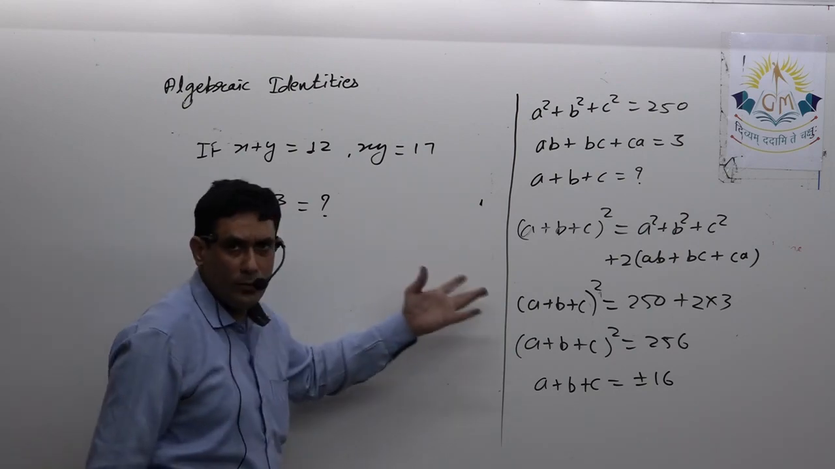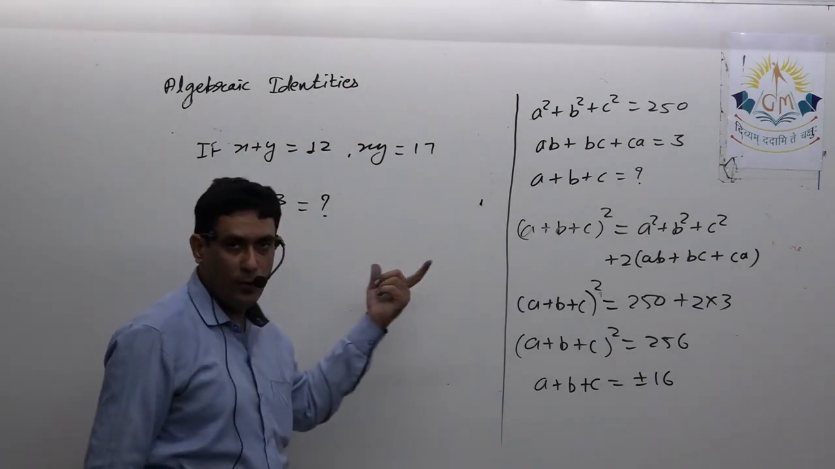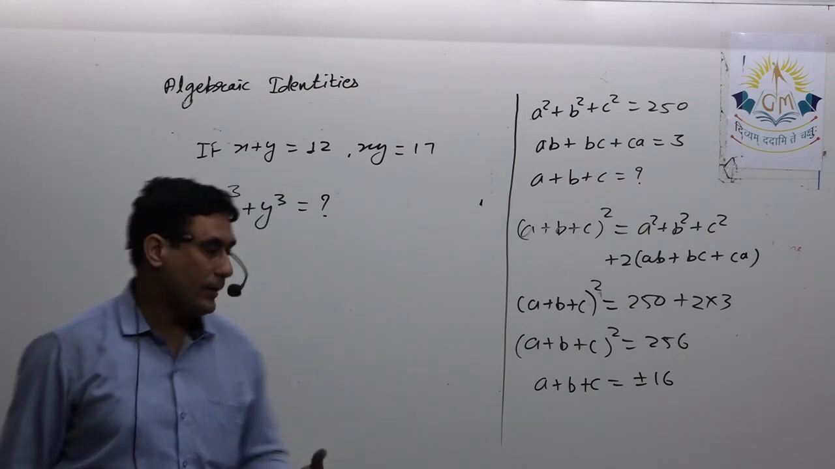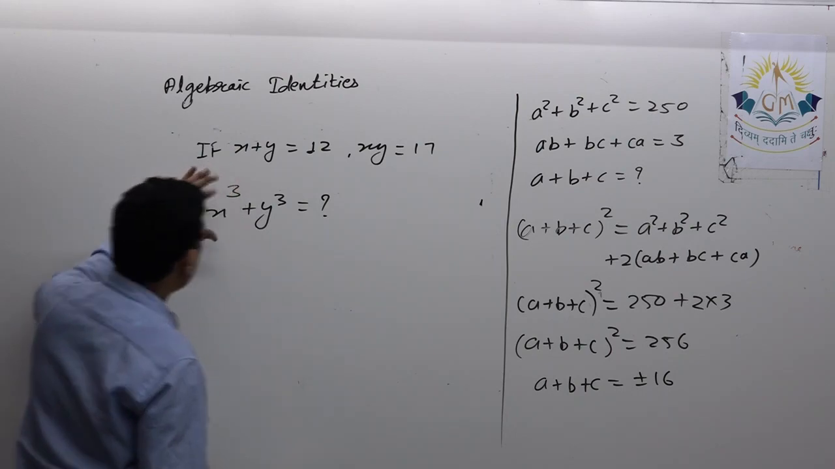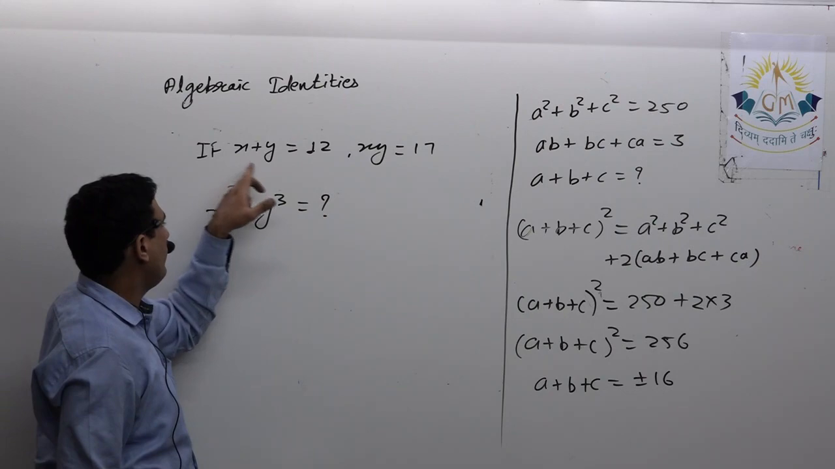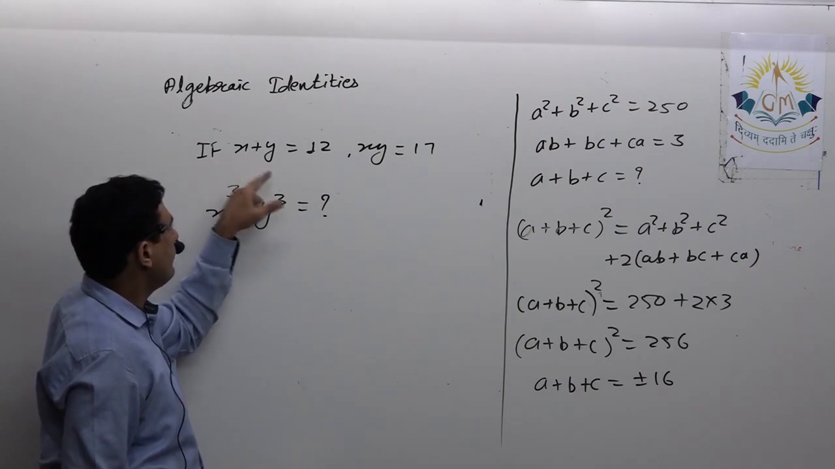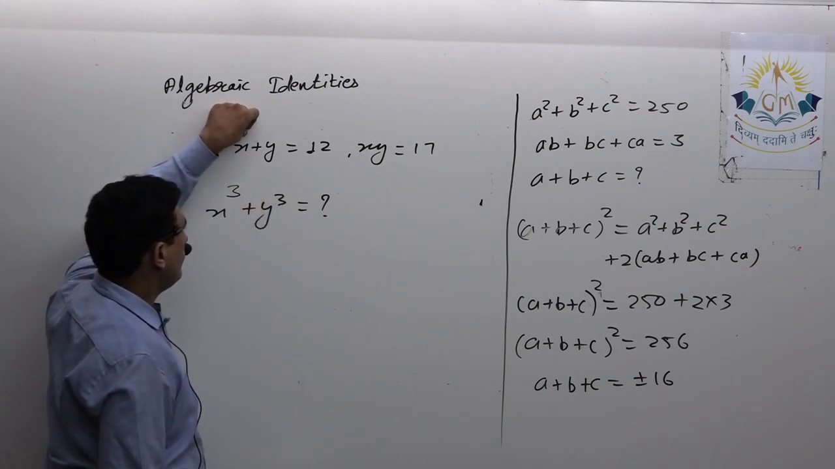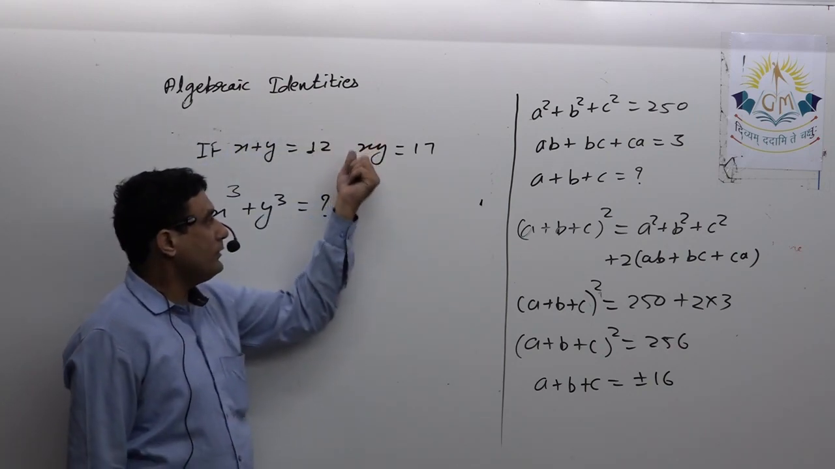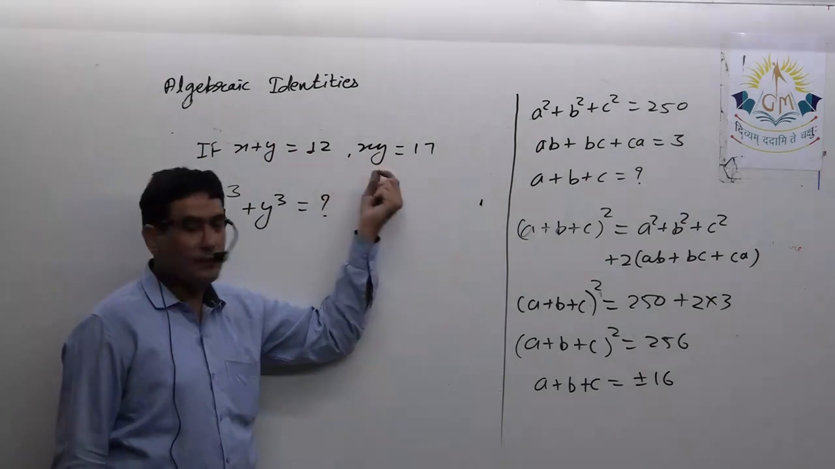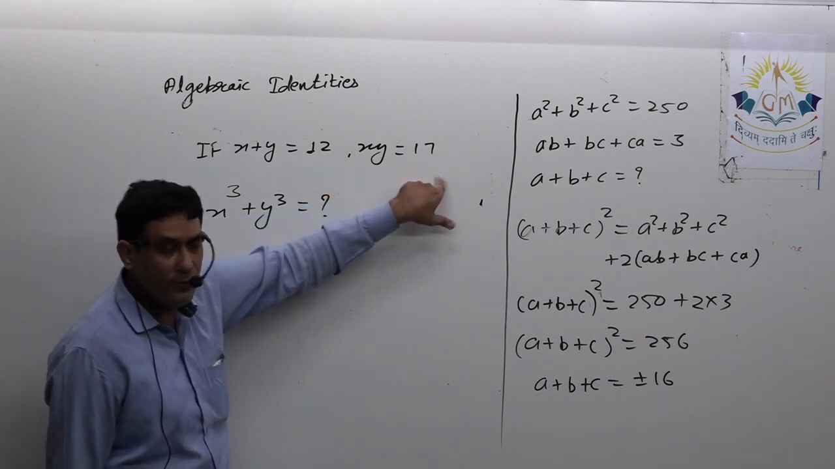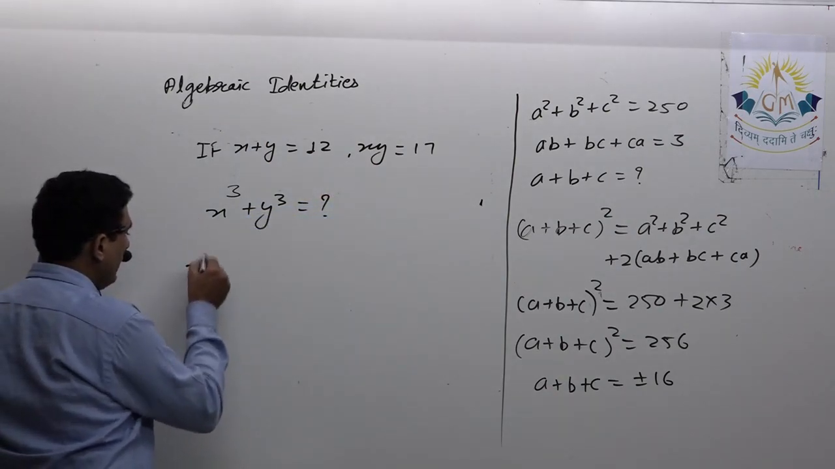Now there are two ways to solve. First, I can solve it with the help of a formula or identity. If you get this type of question in an MCQ, you can check the values for x and y. Suppose I take x equal to 5 and y equal to 7, then x plus y will be 12, but that should also satisfy xy equal to 17. Here there are no two values satisfying both, so definitely we'll go with the formula method.